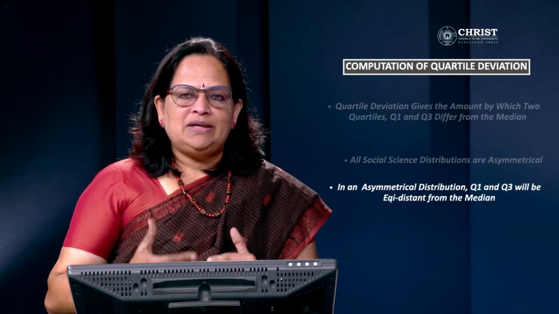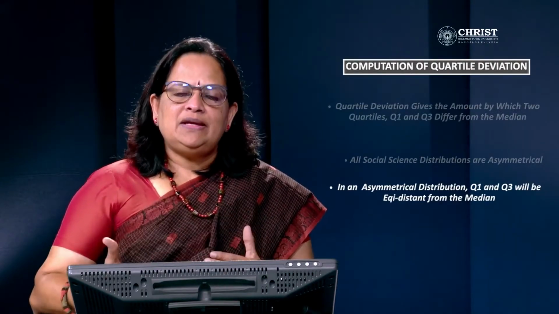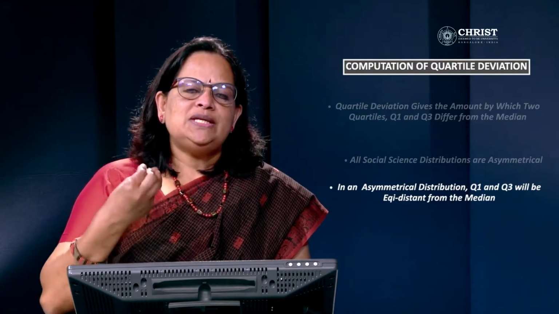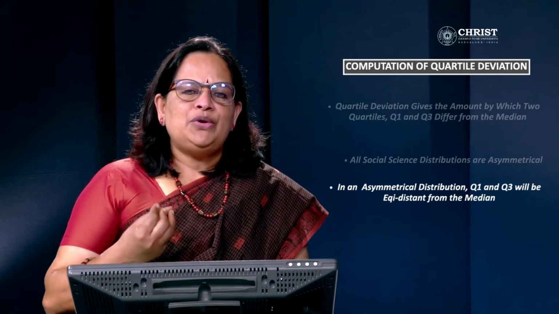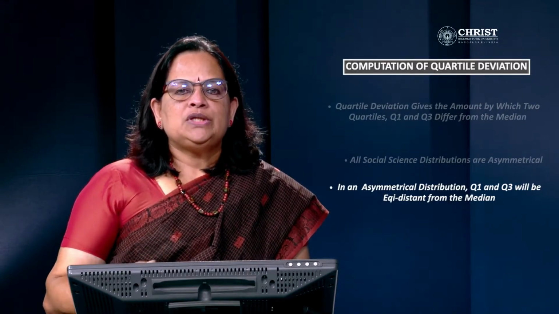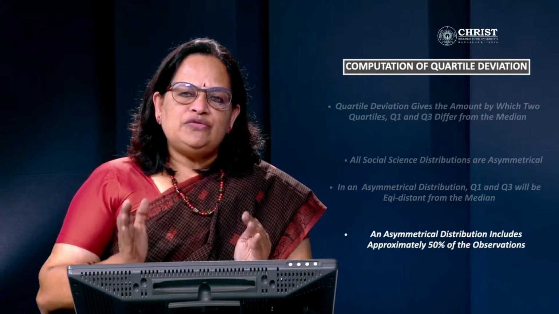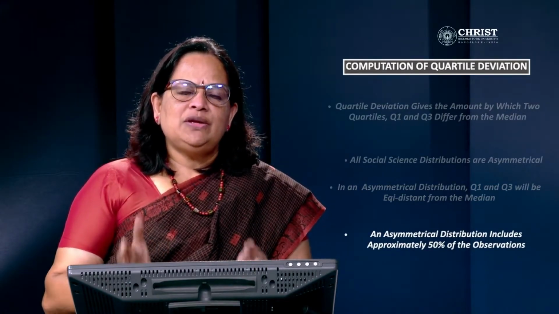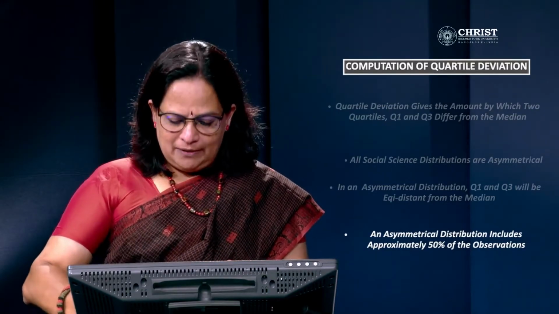So you have to remember that we will always get asymmetrical distributions, and then it is important for us to calculate how this variation is for Q1 and Q3 from the median. That is what we are trying to do through the computation of quartile deviation. In an asymmetrical distribution, it will include at least 50% of the observations. So by learning the variation, we can measure the variation of Q1 and Q3 from the median.